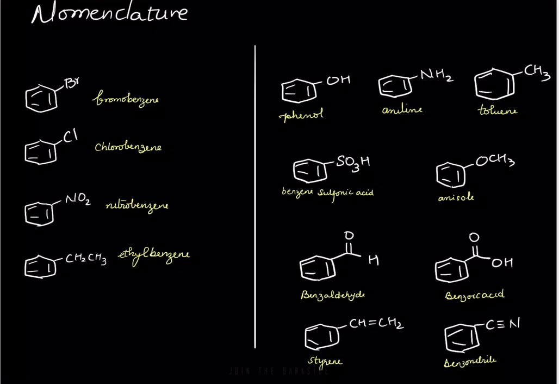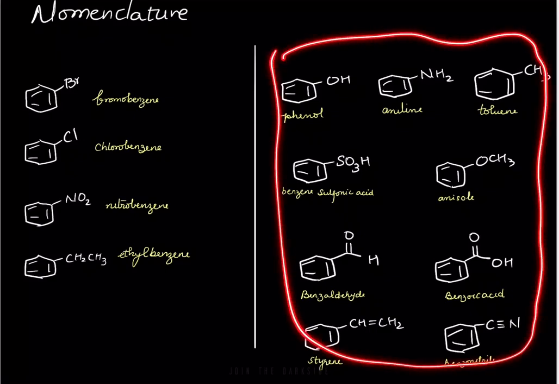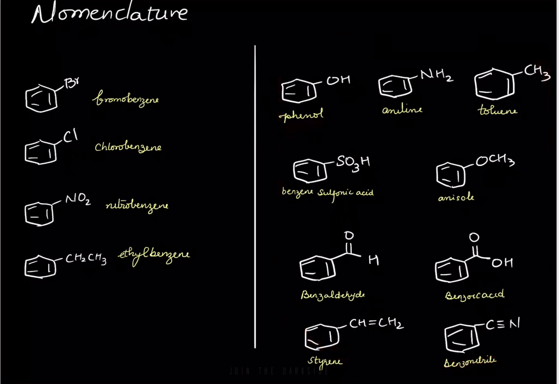But some monosubstituted benzenes have names that incorporate the substituent. These need to be memorized. Okay, so here are some examples. So these obviously need to be memorized. Phenol has an OH on a benzene ring. Aniline has an NH2 on a benzene ring, and toluene has a methyl group on a benzene ring.